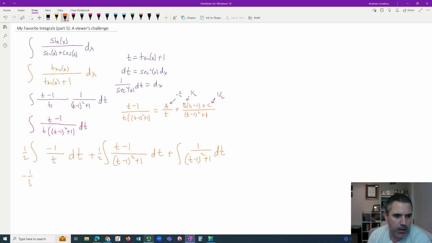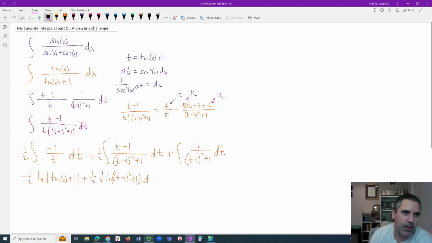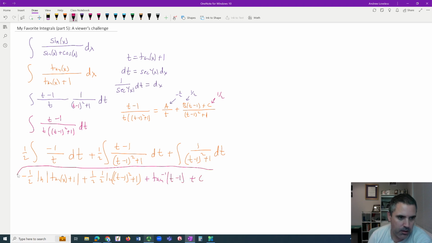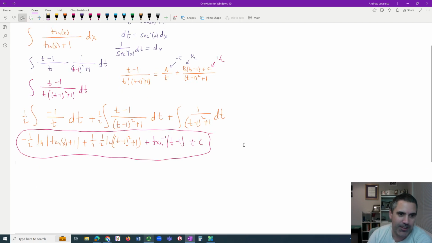So this is going to be negative 1/2 the log of t, and t is tangent of x plus 1. This is going to be then 1/2 the log. This is one we do a lot in those sections, so I'm not showing the steps on how we get that. Not dt, what am I doing? And then lastly, we have arctangent. So then we have arctangent t minus 1 plus c. That one was much nicer, assuming I did all that right.